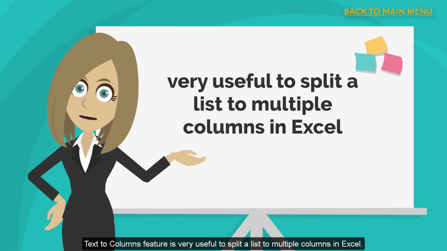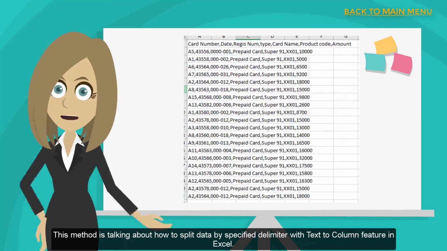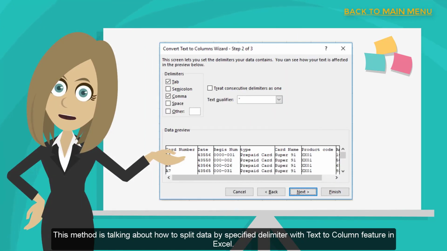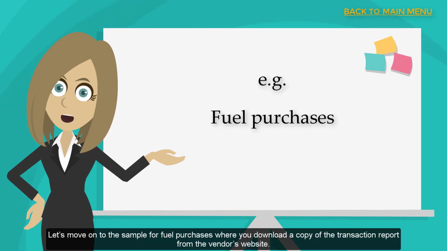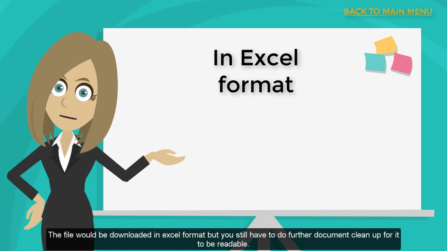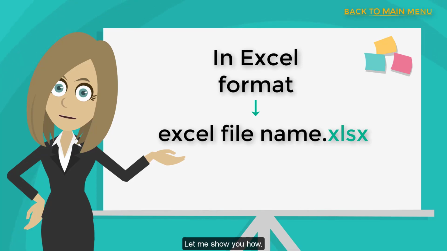Text to columns feature is very useful to split a list of multiple columns in Excel. This method is about how to split data by specified delimiter with text to columns feature in Excel. Let's move on to the sample for fuel purchases where you download a copy of the transaction report from the vendor's website. The file would be downloaded in Excel format, but you still have to do further document cleanup for it to be readable. Let me show you how.